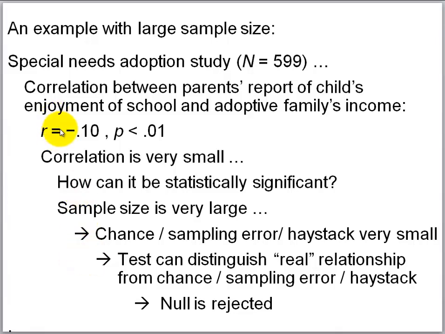So this weak relationship is sufficient to reject the null, and the reason such a weak relationship is significant is that sample size is large, and therefore the likely amount of sampling error is small.